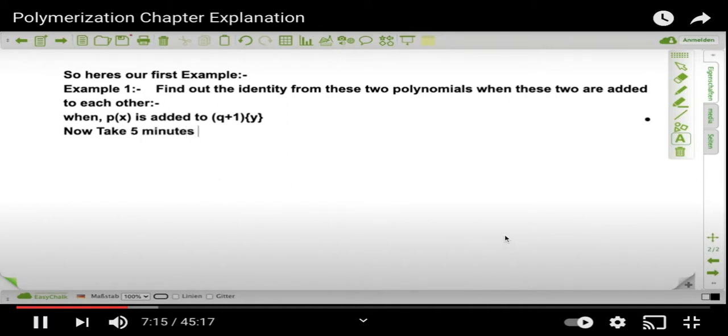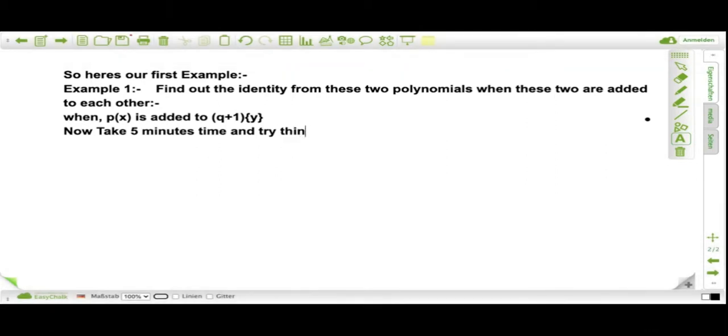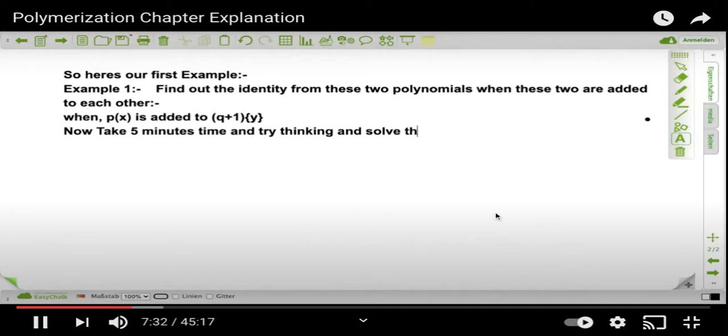Now take 5 minutes' time and try thinking about this problem. Pause for a minute. Take your time and solve this. 5 minutes are over now. Now let's start.